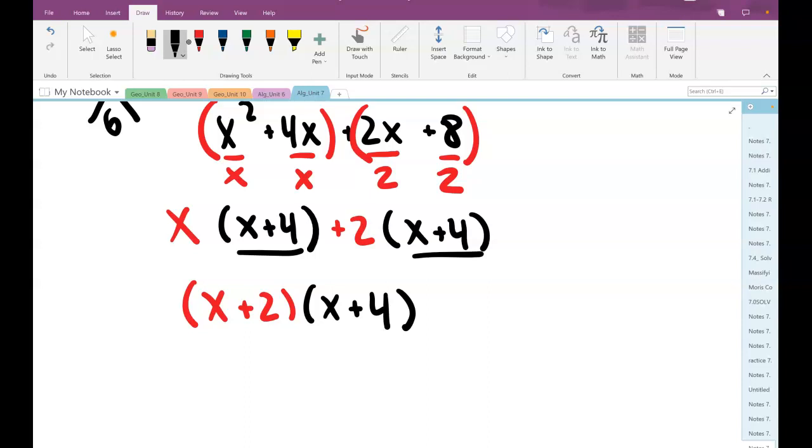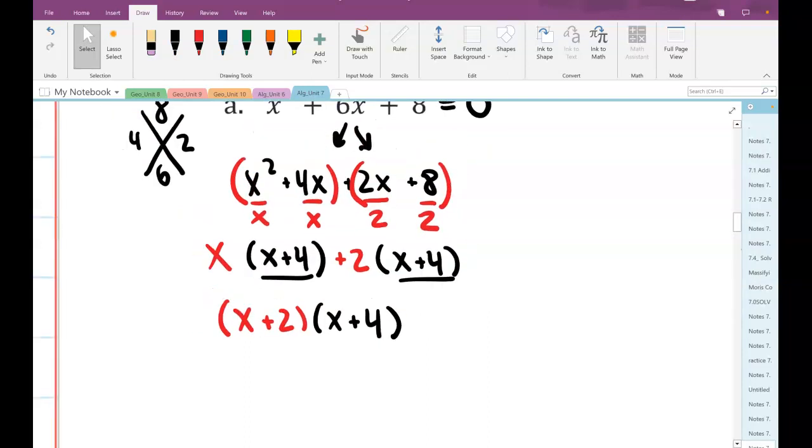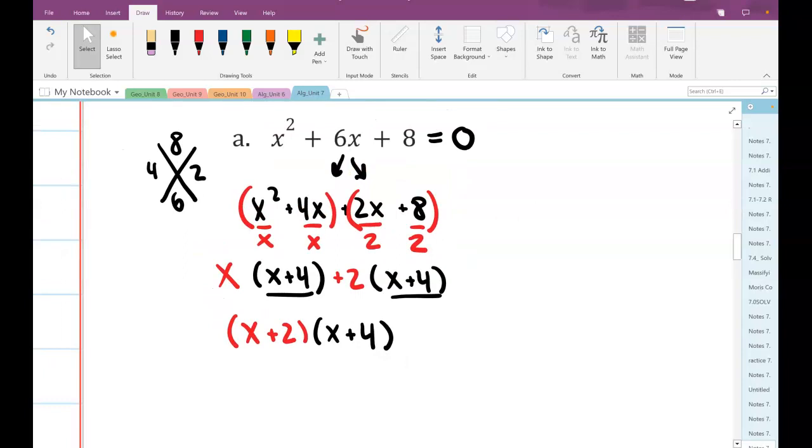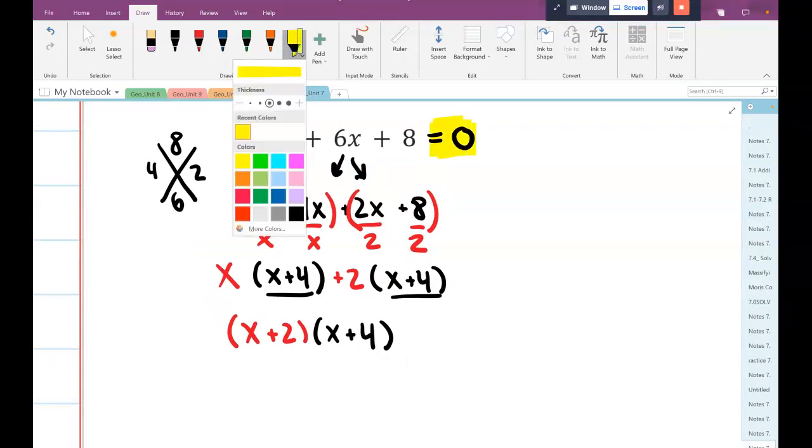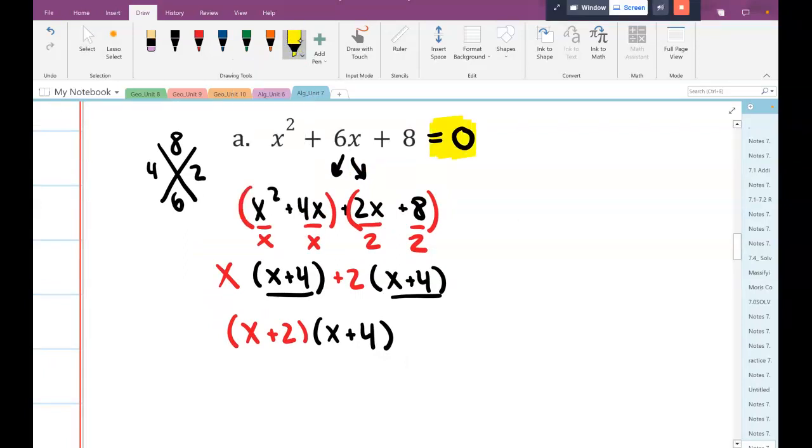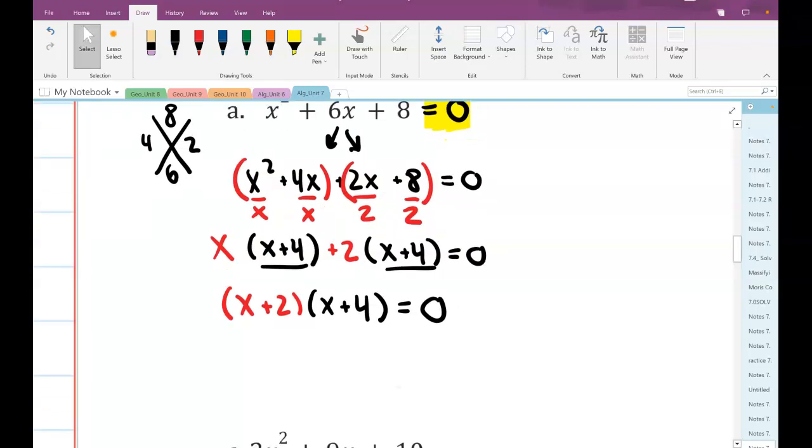All right, a really easy thing to forget to do is to write down this equal to 0 with everything. That equal to 0 is important because that's telling us that we need to solve. So go back and set everything equal to 0. And we're just keeping that equal to 0 all the way through. Now that our 2 things are set equal to 0, we can use our zero product property.